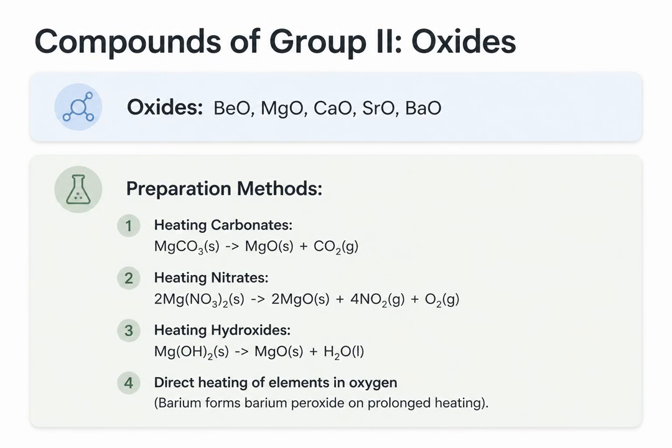Let's shift our focus to the specific compounds formed by group 2 elements, starting with the oxides. You can prepare these oxides, like magnesium oxide or calcium oxide, by thermally decomposing their corresponding carbonates, nitrates, or hydroxides. You simply heat them up, and they break down into the metal oxide and a gas. You can also just heat the pure metals in oxygen, though you have to be careful with barium, as prolonged heating will push it past the oxide stage to form barium peroxide.